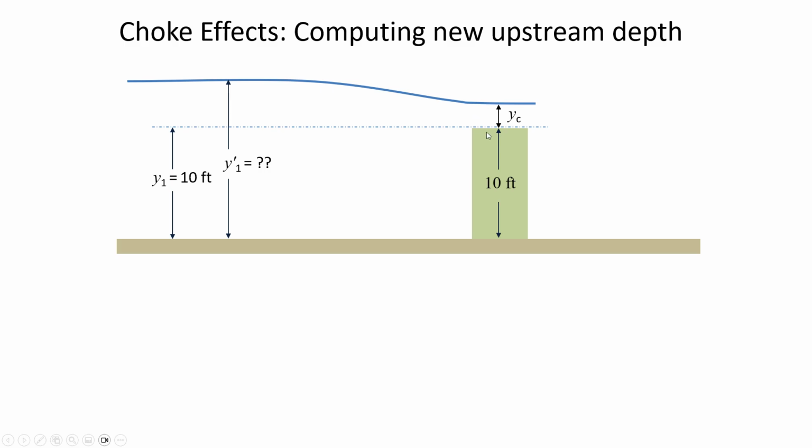Why does the water flow at the critical depth over this obstruction? Ethan, do you know why the water flows at the critical depth over the obstruction? Anybody remember? Because it's the most efficient depth.